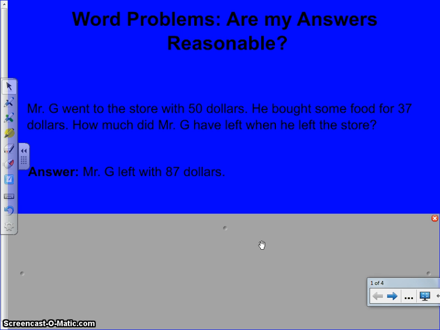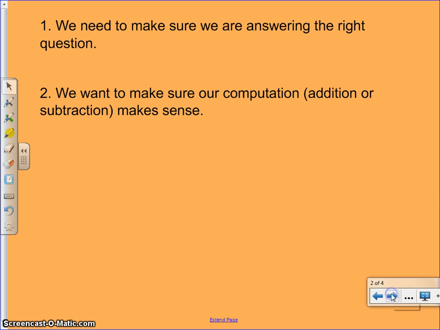So that's what I'm talking about when we're looking at these word problems. We want to know, is my answer reasonable? Does it make sense? And so a couple of things that we ask ourselves after we answer a question is, one, did we answer the right question?